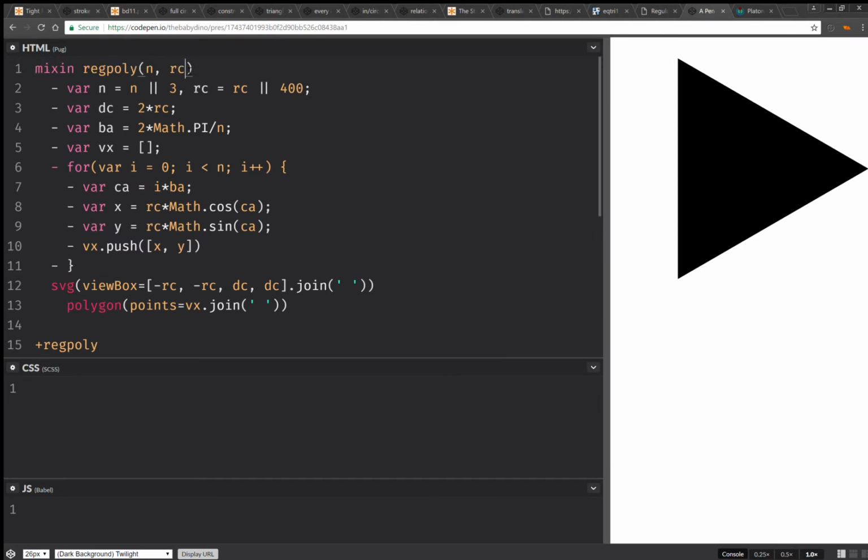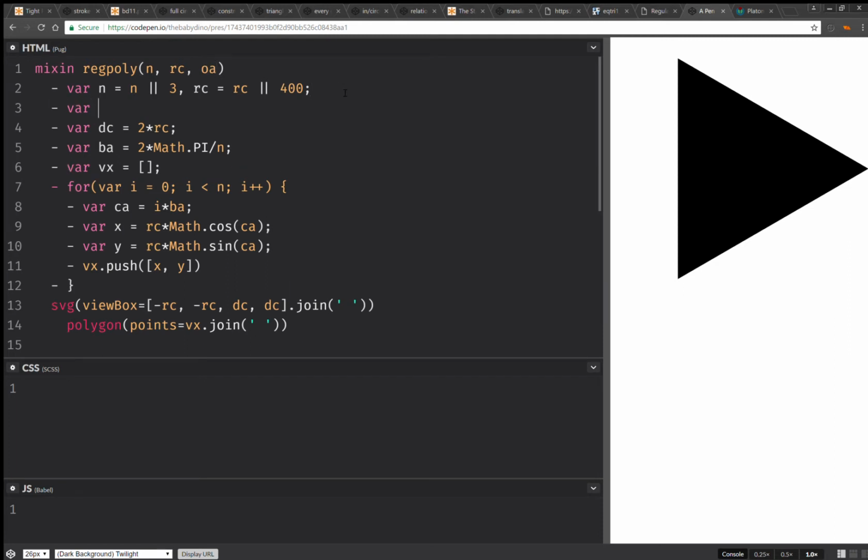So when we set the offset here, we're going to set some default values, or minus 90 degrees, which is half of pi.